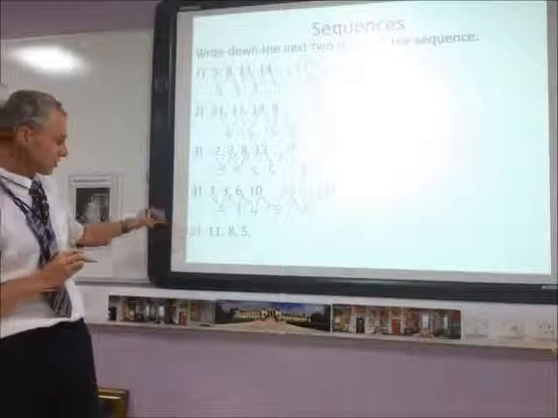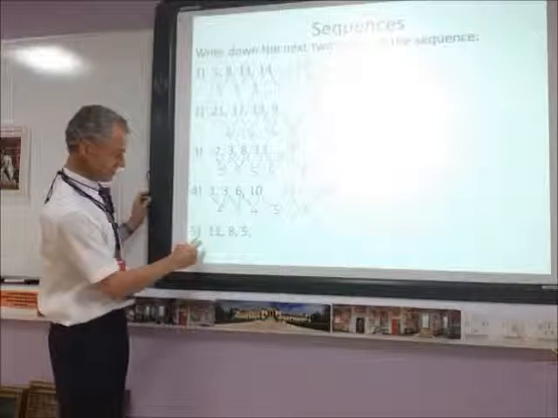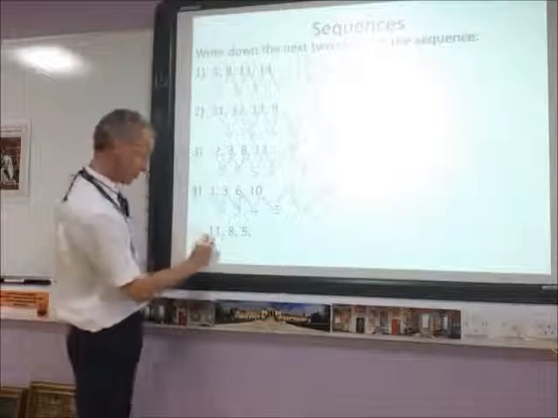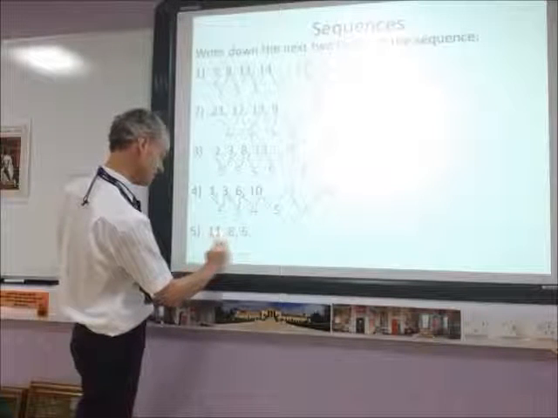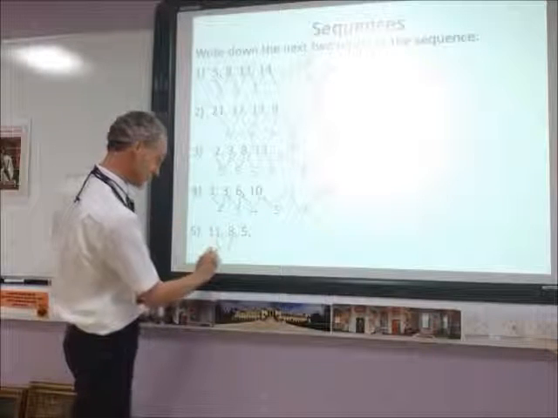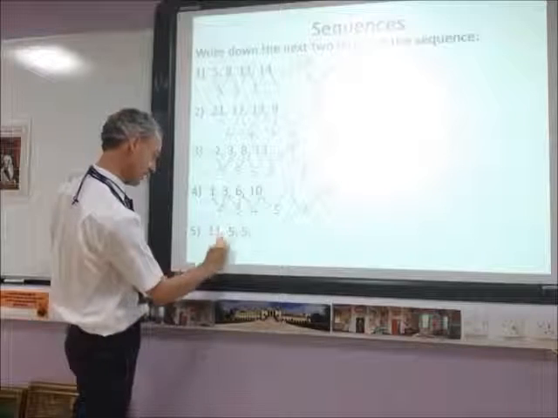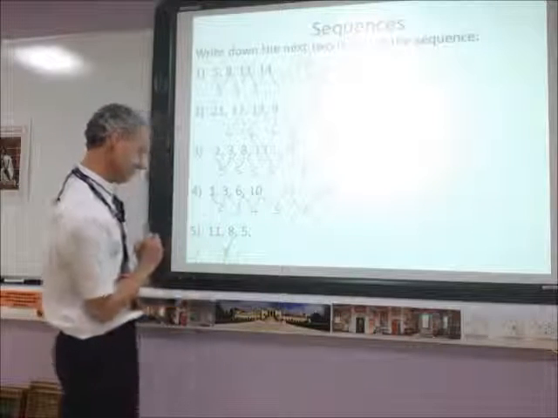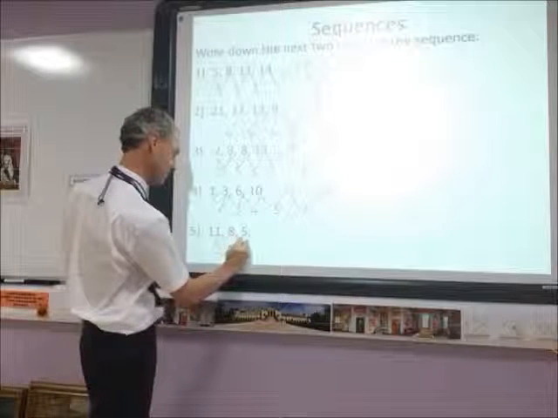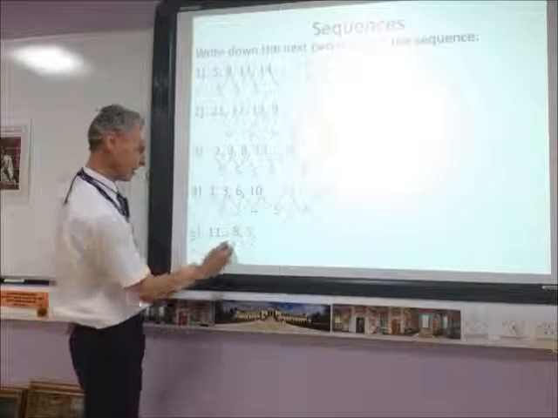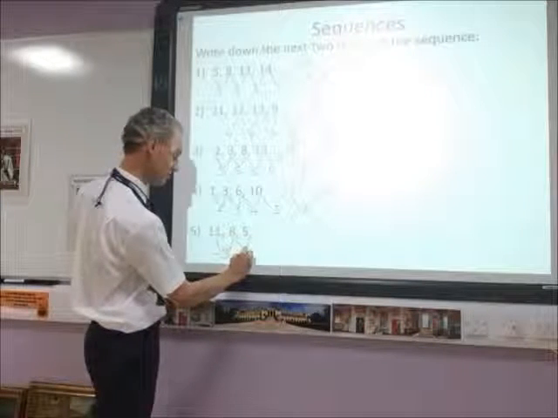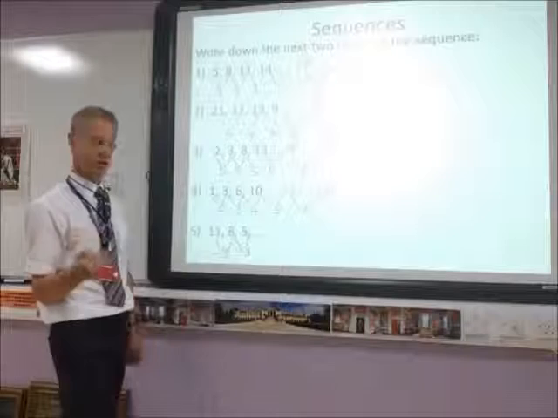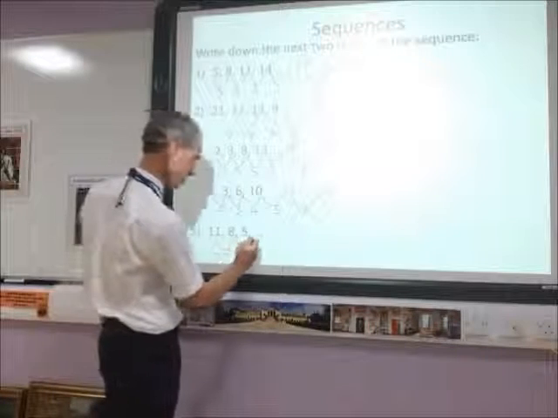Okay, on to the last one. Let's go through the same process again. Look at the first two numbers and work out what the difference is. From 11 to 8, well that's going down, so I know it's going to be minus something. 11 to 8 is minus 3. Then look at the next two, from 8 to 5. Again, that's going down 3. So this time I've got a common pattern of minus 3 each time.